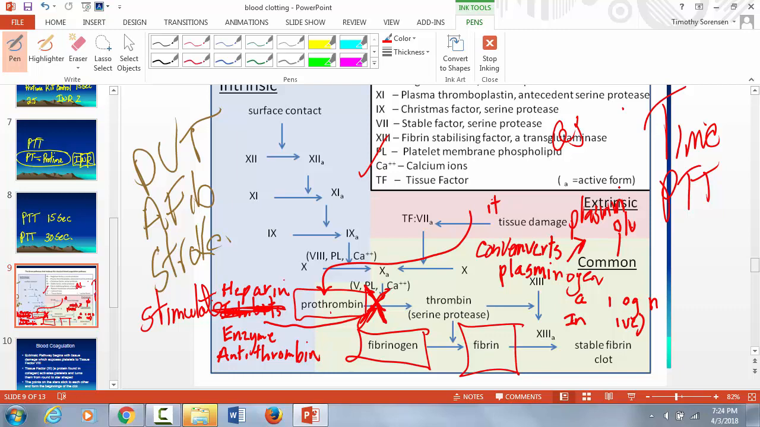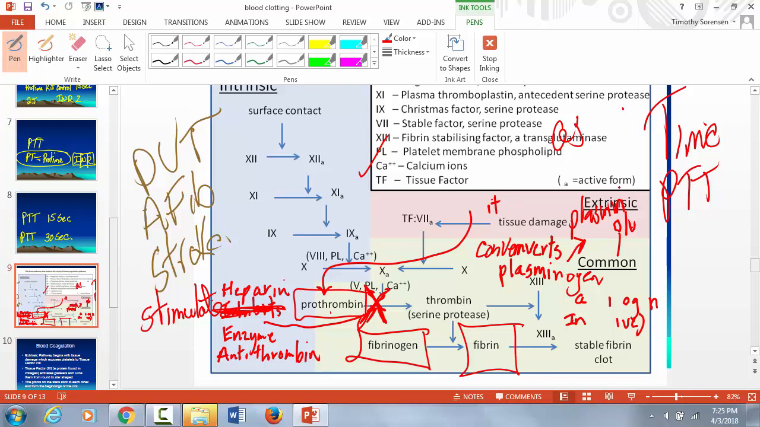Are there times when you form a clot inside a vessel and you want to break that clot up? Yeah, if you're having a heart attack or a stroke, you want to give them a clot buster. So they will give them a drug that will convert the inactive plasminogen into the active enzyme plasmin, which will dissolve the clot. It's called tissue plasminogen activator, or TPA. Have you ever heard of it? What it does is it converts the inactive plasminogen into the active enzyme plasmin, and it will dissolve a clot.